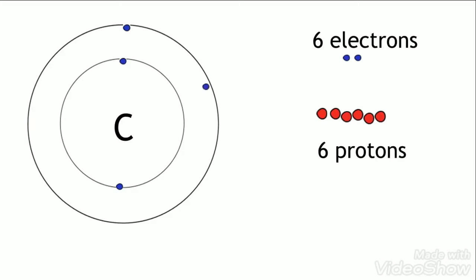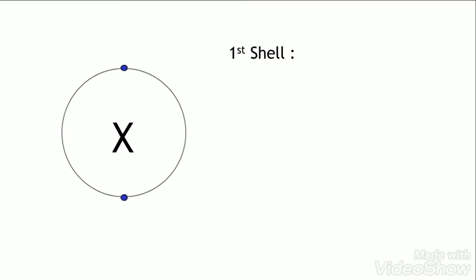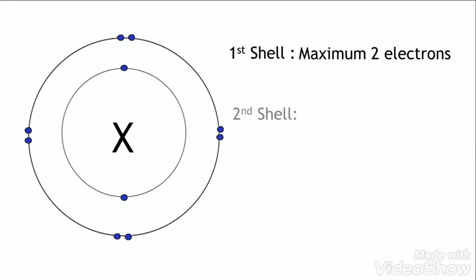The electrons in the atom are organized around the nucleus in different energy levels or shells. Shells can only hold a certain amount of electrons. The first and innermost shell can only hold a maximum of 2 electrons. The shells which come after this can hold a maximum of 8 electrons.